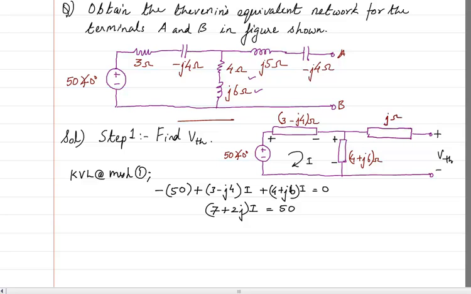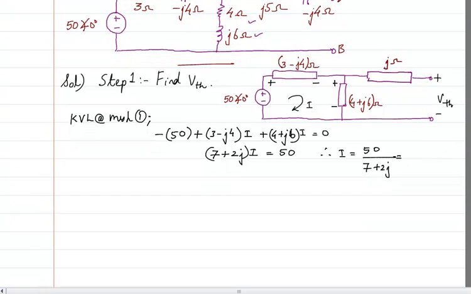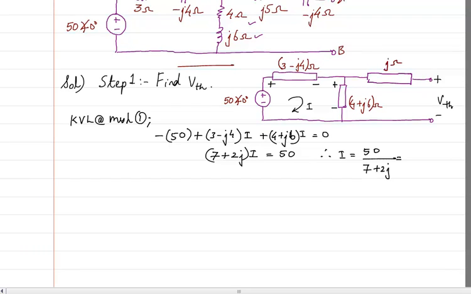Okay. So with that, I can very clearly say, therefore, I is going to be equal to 50 divided by 7 plus 2J. We'll find the answer. So this is basically the KVL at mesh 1. Next, with the help of that, we can write the KVL at mesh 2.